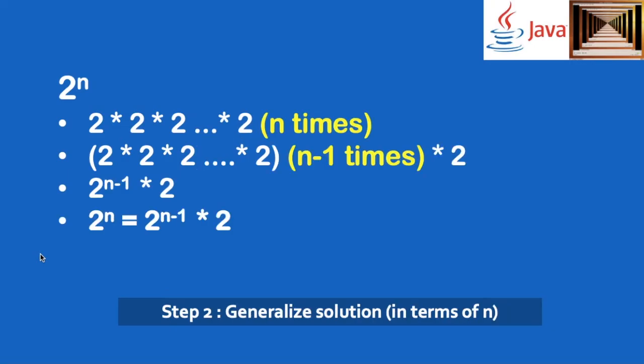Let's generalize it. So 2 to the power n is 2 multiplied n times. And obviously we can now see that we can say 2 into 2 into 2 n minus 1 times into 2. And what is 2 into 2 into 2 n minus 1 times? It is 2 to the power n minus 1 into 2. So 2 to the power n is equal to 2 to the power n minus 1 into 2.